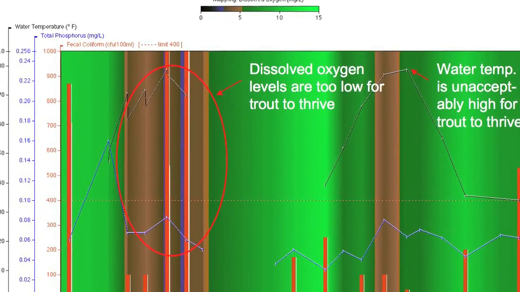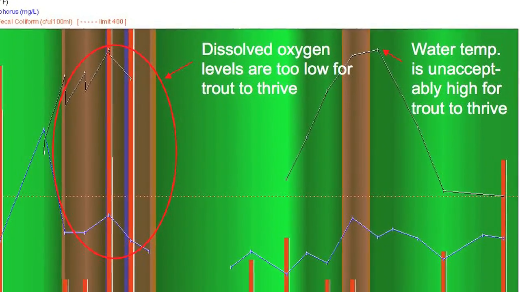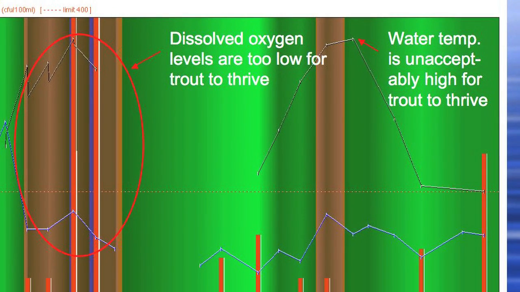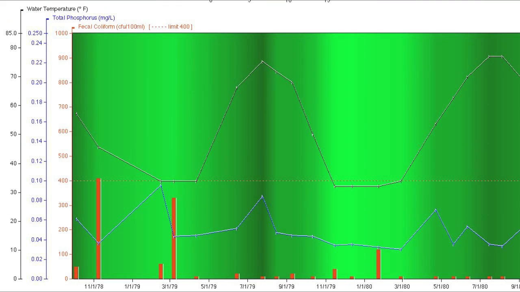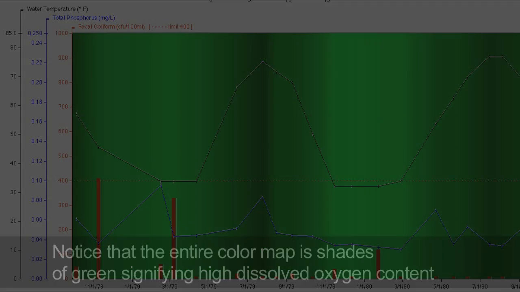If we look at this stretch of time pre-treatment plant construction, we see that dissolved oxygen levels are extremely low during the summer and that water temperature hovers in the high 70s. Fast forward a few years, when the treatment plant is operational, and we see a smaller summer temperature spike and year-round acceptable dissolved oxygen levels.